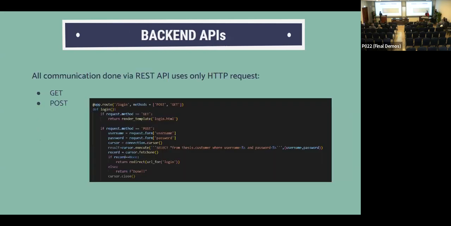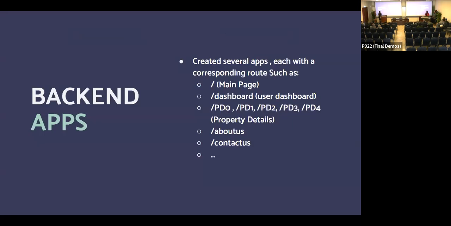And it's also important to note that we did not create a database for the dataset, as our model is running locally. As for our backend APIs, all communication was done via both HTTP requests, GET and POST. GET renders the HTML template, and POST is used, in this case, for example, login. We take the username and password and validate it with the database.